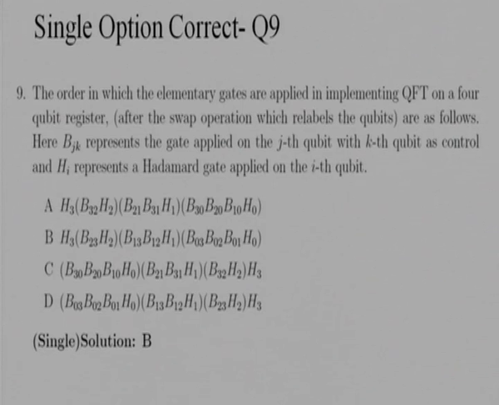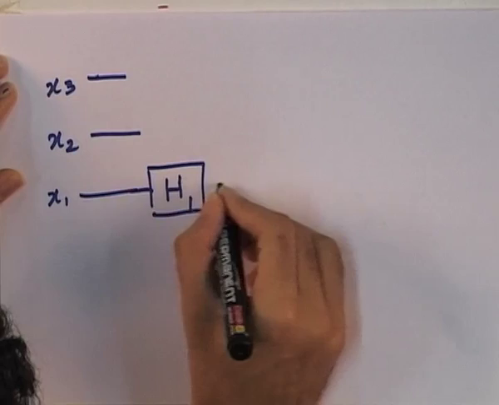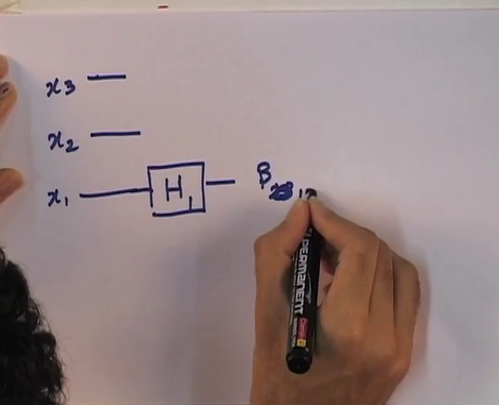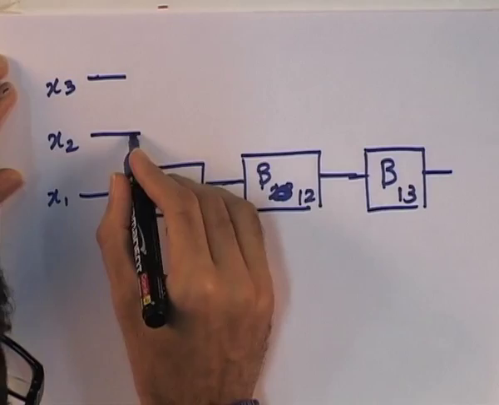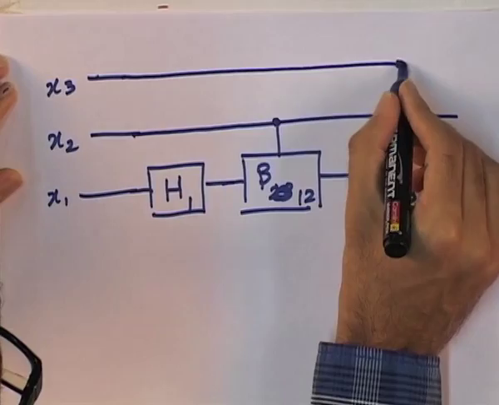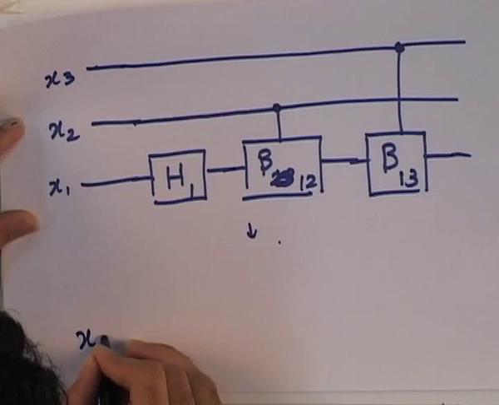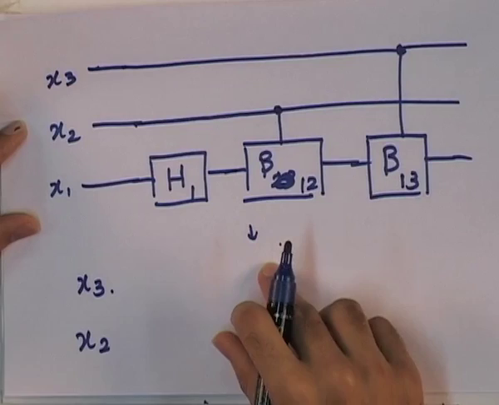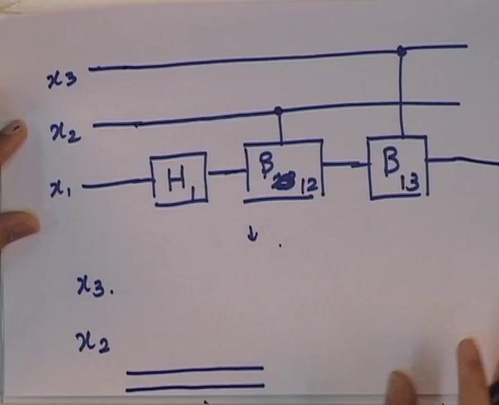The next part of the algorithm involves only x1, x2, and x3. So we have again the Hadamard gate, followed by B12, and then B13. These are all the operations that are done on the x1 qubit. The next part is on x2 and x3. When I say no operations have been done on x0 and x1 henceforth, it means x0 and x1 will just continue as they are. So there will be an x1 line and an x0 line on which no changes have been done in this part.